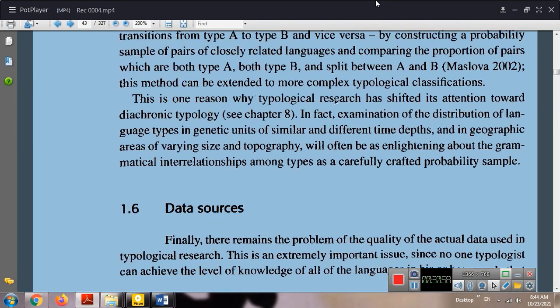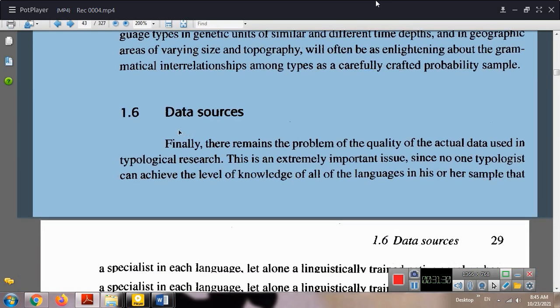This is one reason why typological research has shifted its attention toward diachronic typology. In fact, examination of the distribution of language types in genetic units of similar and different time depths and in geographic areas of varying size and topography will often be as enlightening about the grammatical relationships among types as carefully crafted probability samples.